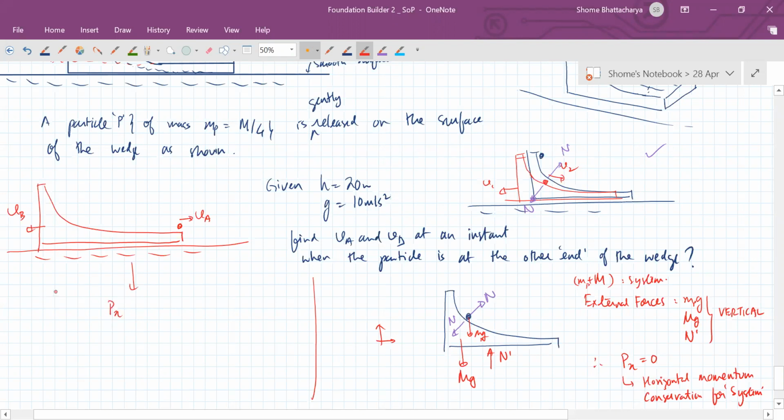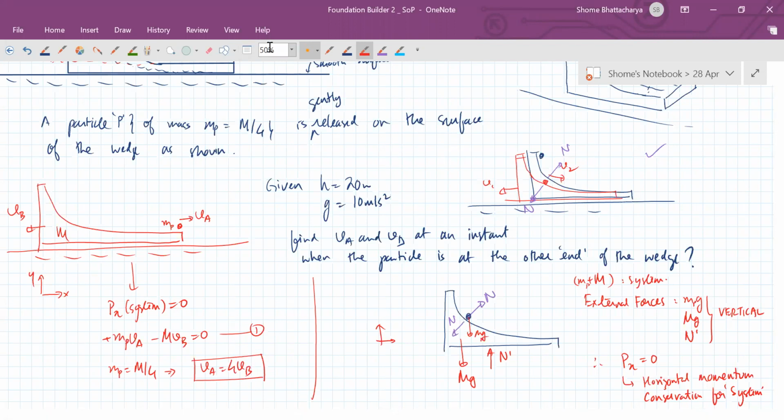The horizontal momentum Px for the system should be 0. So that means mass of the particle into VA with a plus sign minus mass of the wedge into VB should be 0. So that's our first equation, momentum conservation. Now it was given to us that the mass of the particle was 1/4 of the mass of the wedge. That means VA is equal to 4 times VB. So that's the first thing.